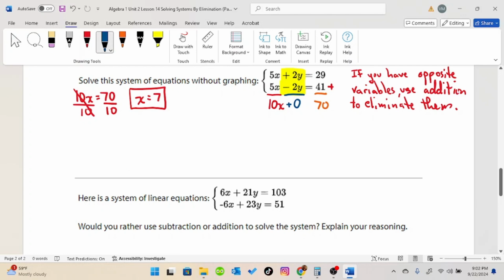Now we need to find y. You can substitute 7 into either of the equations in the system. I like working with positive variables, so I'm going to use the top equation. This becomes 5 times x, but instead of x, we're going to use 7. Plus 2y equals 29. 5 times 7 is 35.